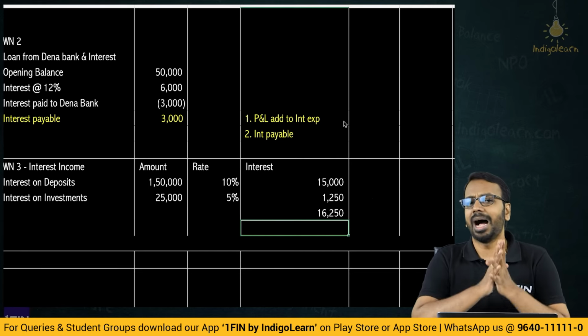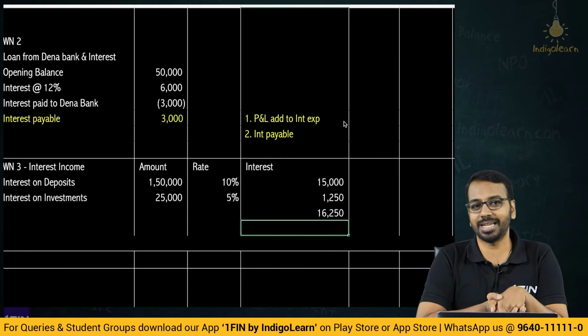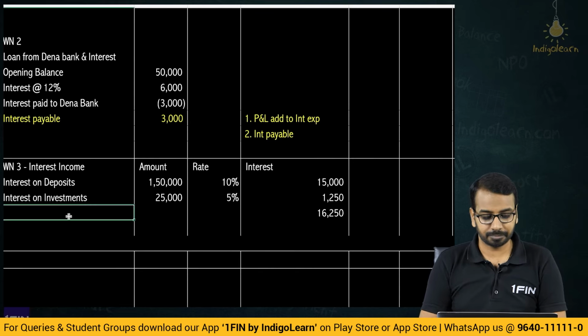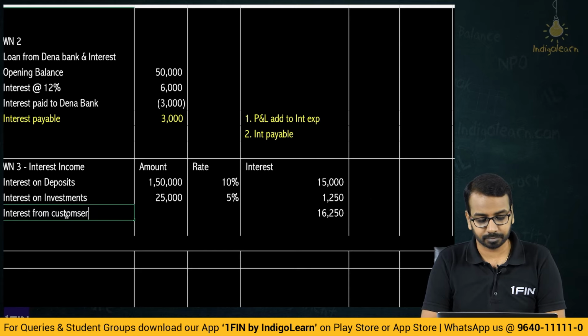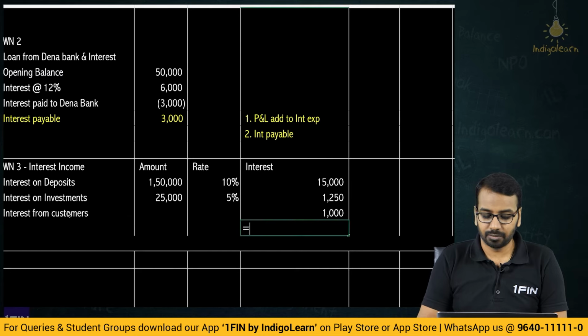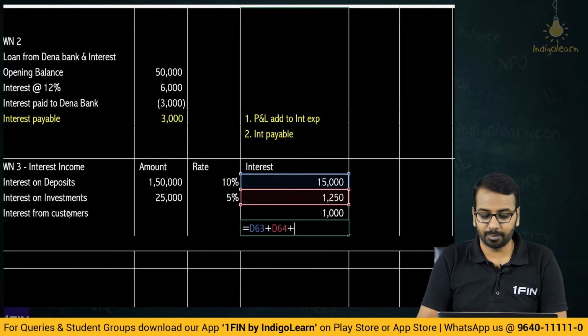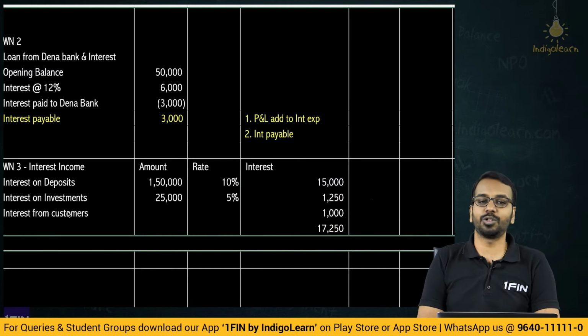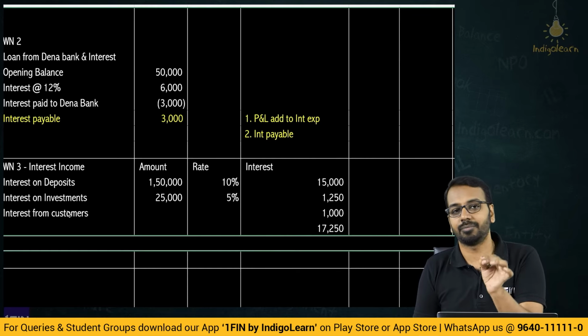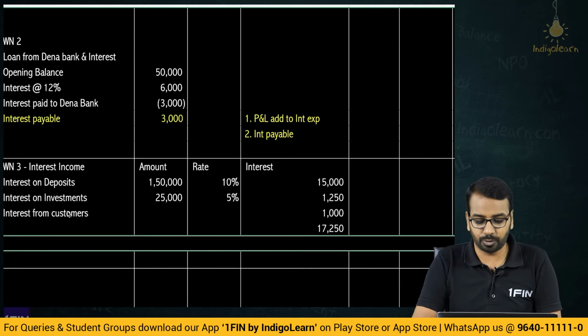Apart from this, how much income did we receive from customers as interest? 1,000. So if I add interest from customers 1,000, how much will I get? 15,000 plus 1,250 plus 1,000, 17,250 is my interest income to be shown in the profit and loss account. That is one way to calculate.